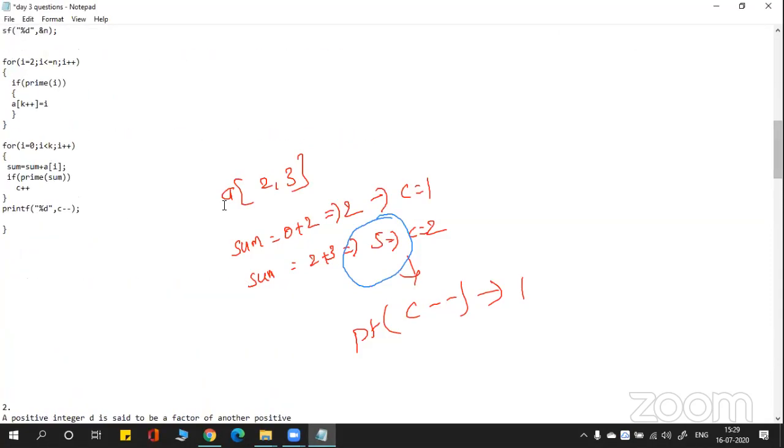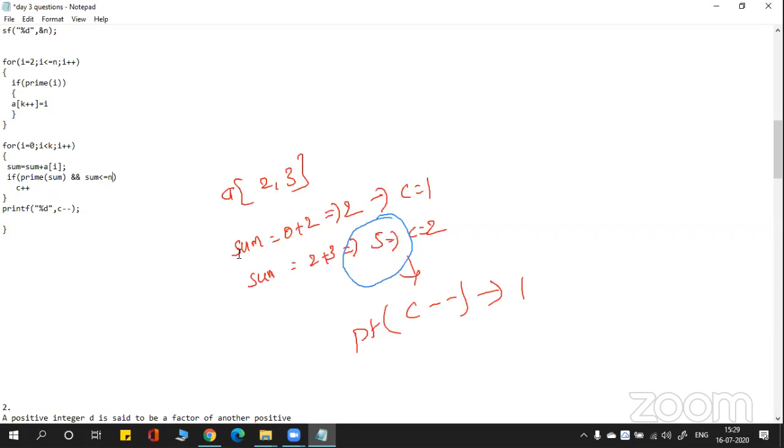Then tell me, where can I include that condition? I'm including it here: if it is a prime number, and my number should be less than or equal to the n value. So first, you should check whether it is a prime number or not. After checking a prime number, you should also check whether that number is less than or equal to your n value or not. If sum is less than or equal to n value, then only increment the count.